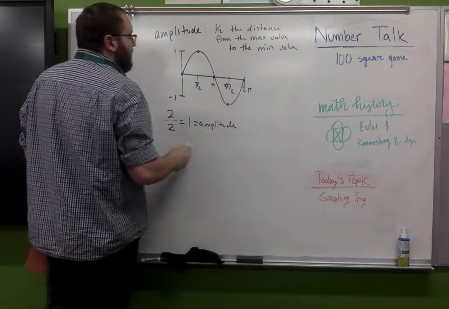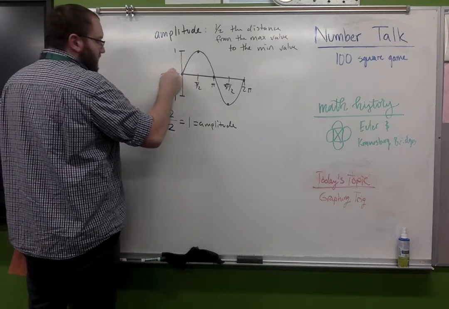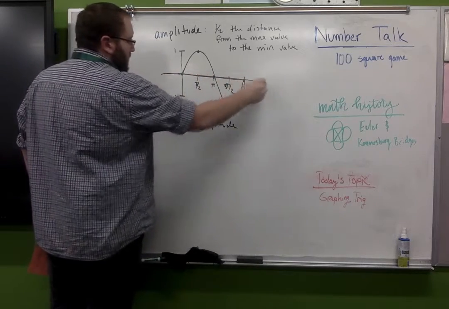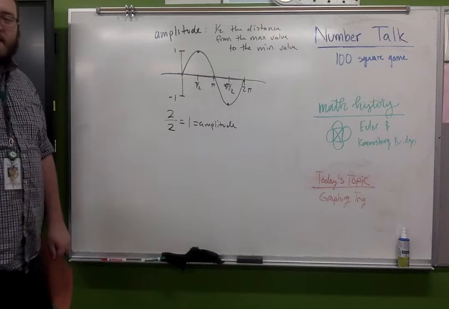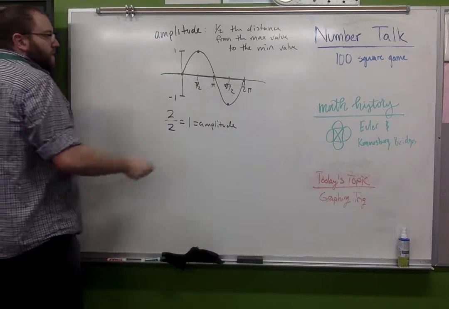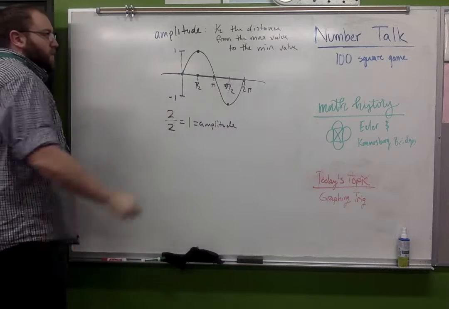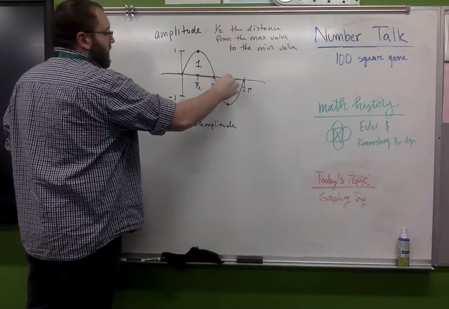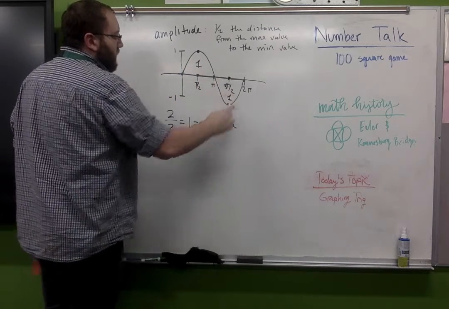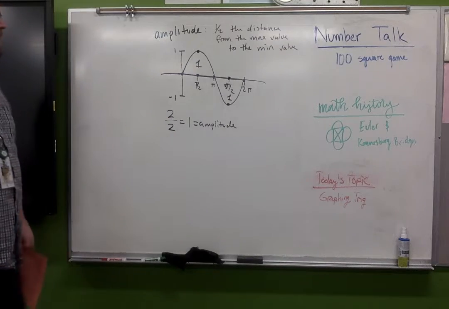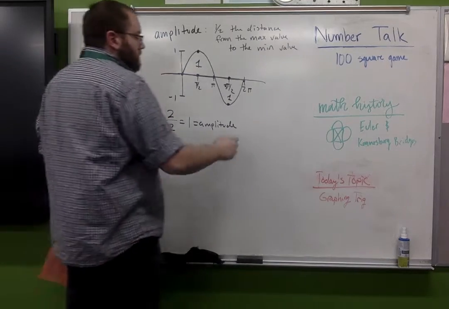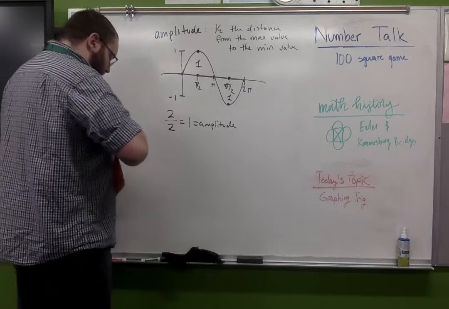Okay, another way you can look at it is this halfway line here kind of cuts the graph equally in half. The distance from the halfway line to the maximum is 1, or the distance from the halfway line to the minimum is 1. That's also your amplitude. Okay, another way of seeing it. Oh, no, I'm going to show you that in a second.